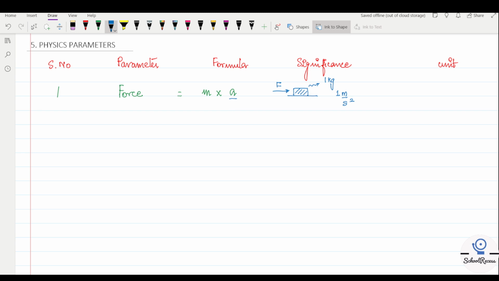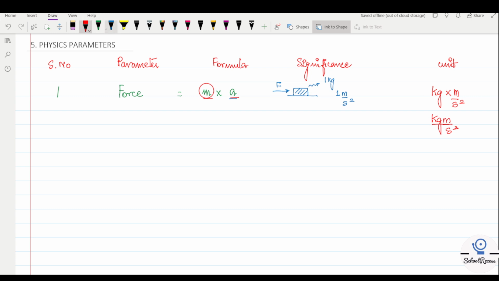Now let's write the unit of the force. Say for example, what is the measuring unit for mass? The measuring unit for mass is kilogram, into, I could write this acceleration. The unit of acceleration is meter per second square. So I could write meter per second square. So the unit of force is kg meter per second square.